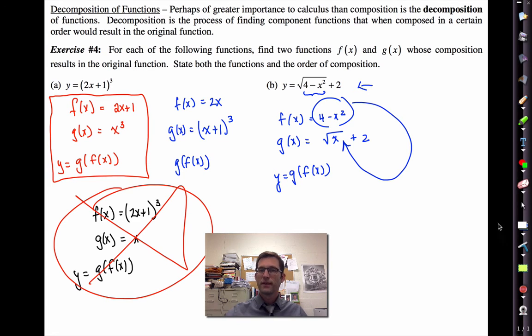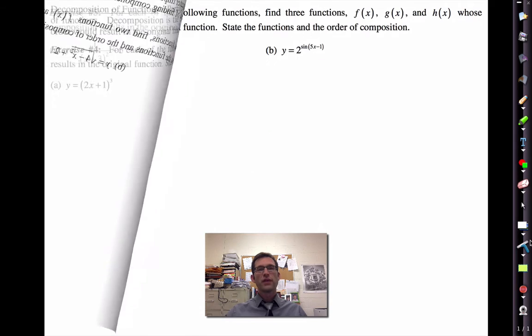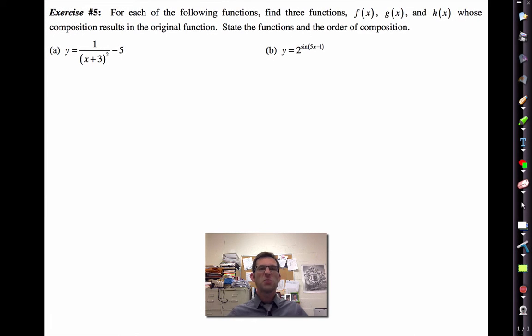Okay, here we go. Let's go on to another decomposition problem. Exercise 5. Let's break it into 3 functions, even more possibilities.